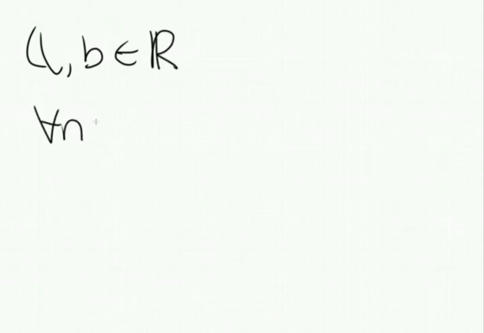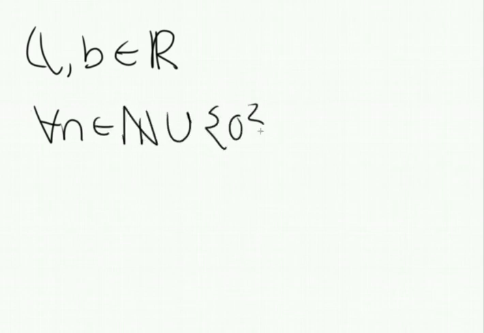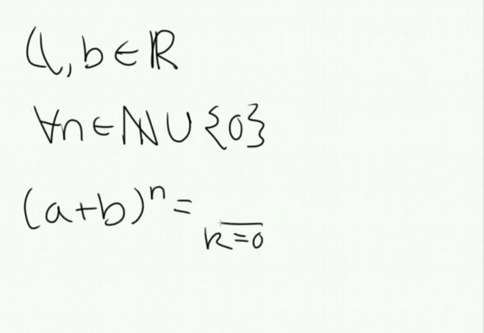So, the binomial theorem says that we have two real numbers, a and b, and for each n in the natural numbers union 0, we have that (a + b)^n equals the sum from k equals 0 to n of n choose k, a^(n-k) times b^k.